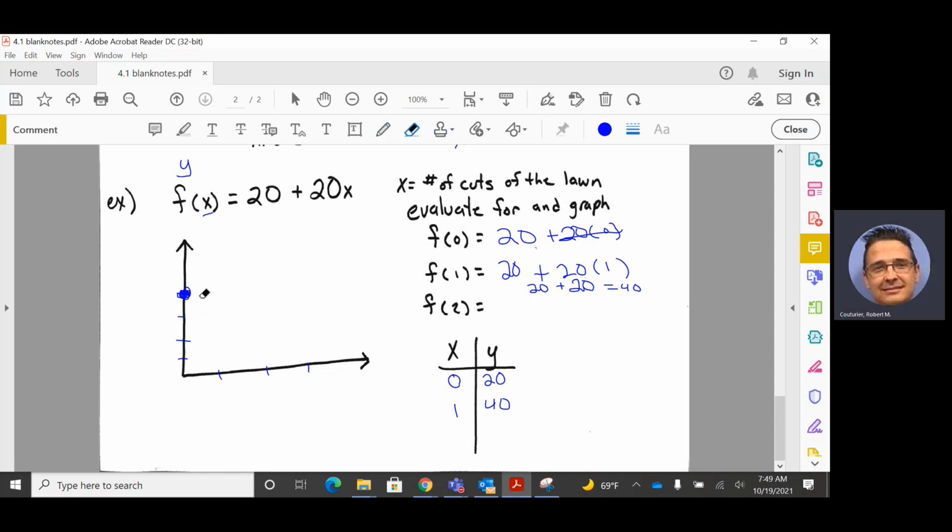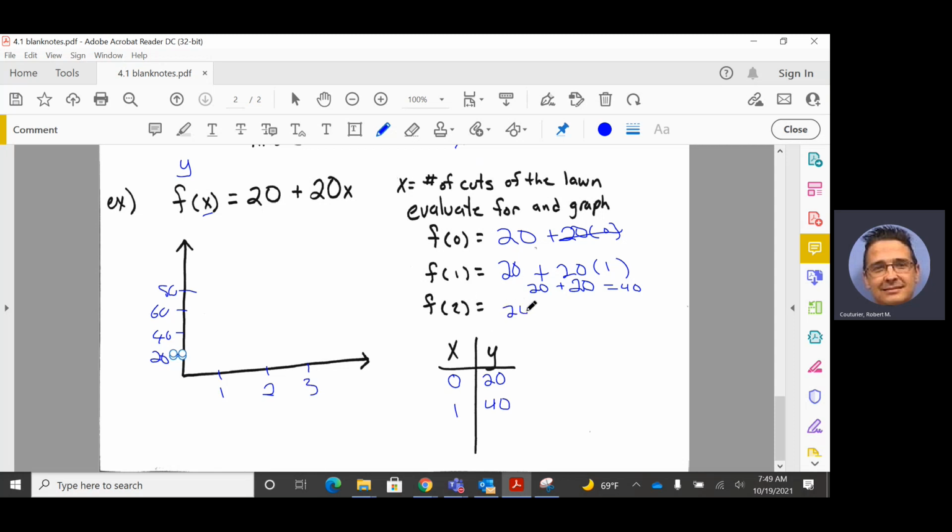I'm actually going to change this legend over here because I needed it to be bigger. I'm actually going to go by 20s. 20, 40, 60, 80. This is like the price to cut your lawn. 1 cut, 2 cuts, 3 cuts. All right, and then we're going to do the last one.